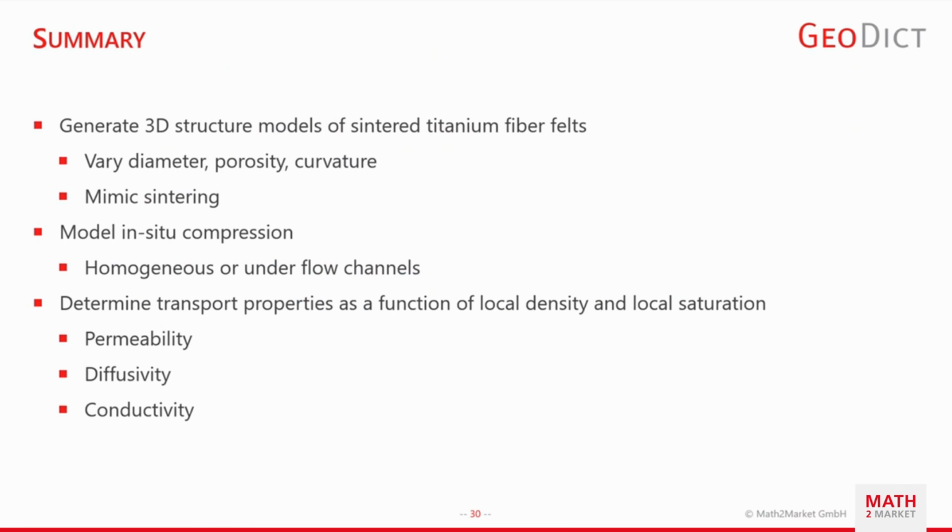So in summary, I've shown you how to generate a 3D structure model of sintered titanium fiber felt. You can of course vary diameter, porosity, curvature. I just made one quick example of a structure that looks somewhat realistic. It's not some specific structure. I've shown you how you could use GeoDict to mimic sintering. I've shown how you can model in-situ compression. You can do that homogeneously or with this flow channel pattern, and then how you can determine transport properties as a function of the local density and local saturation.